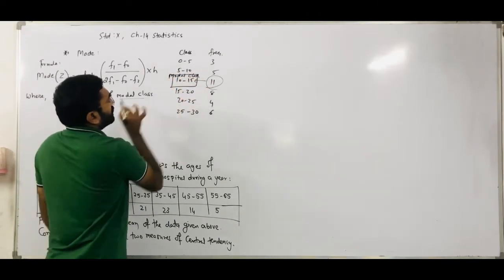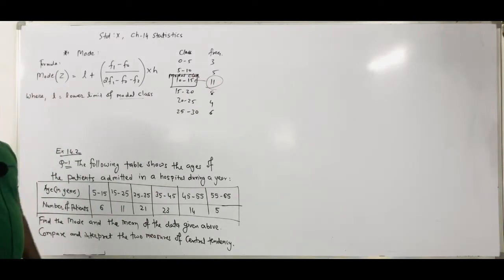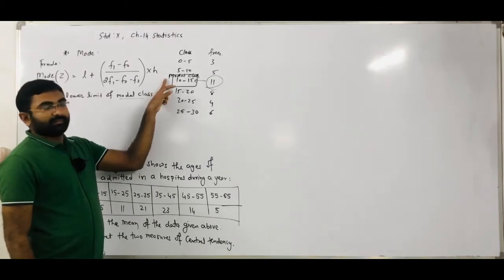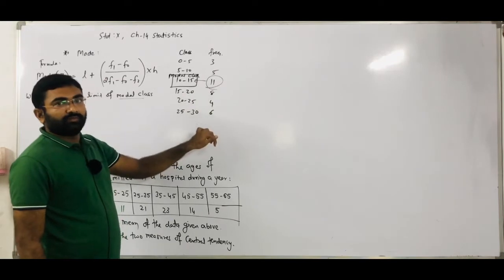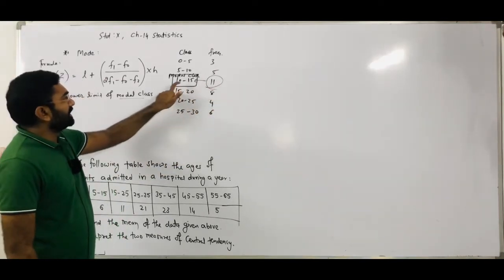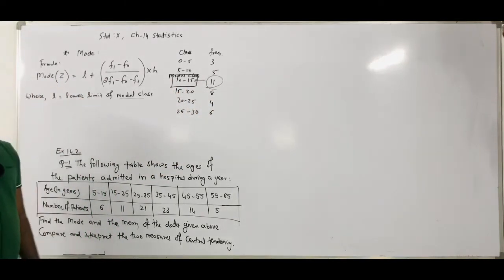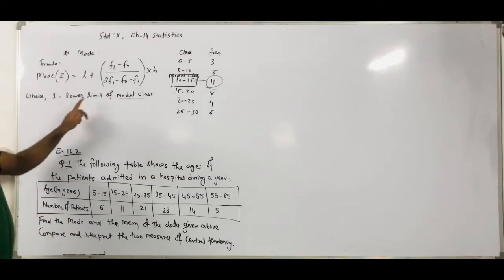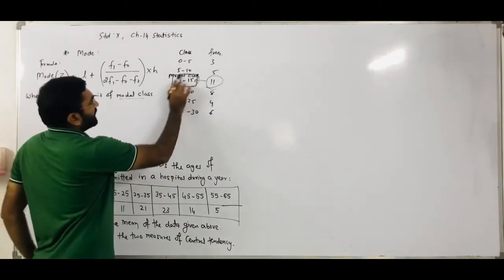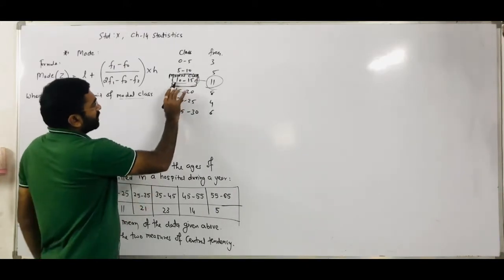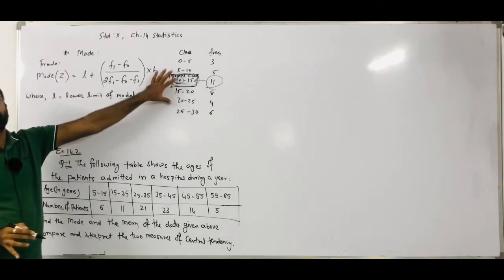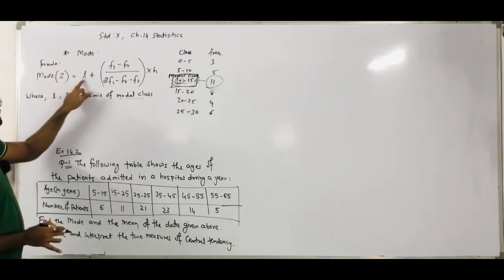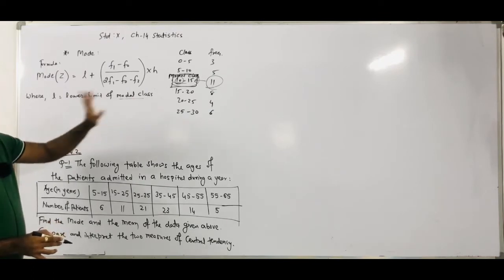So whenever we find the mode of grouped data, first we have to decide the modal class. We observe the maximum frequency from the given frequencies, and the class corresponding to it is called the modal class. Then we take that modal class's lower limit. Suppose here 10 to 15 is the class, so its lower limit is 10. So our L value is 10. This L value represents the lower limit of the modal class.